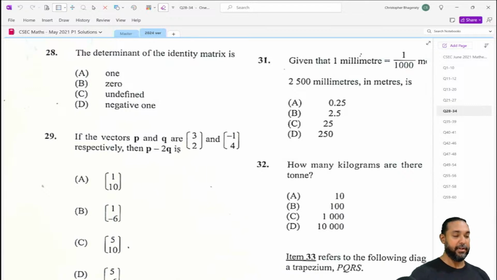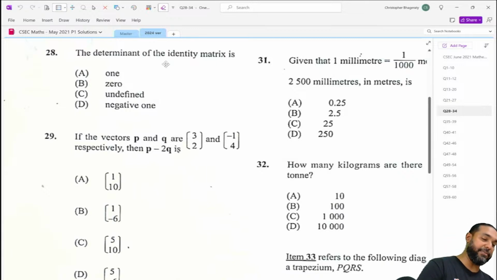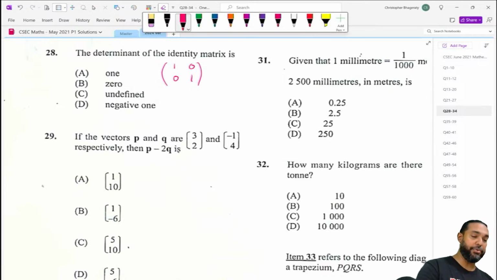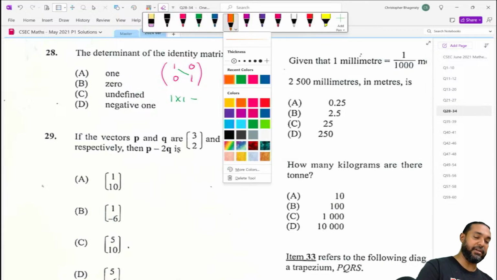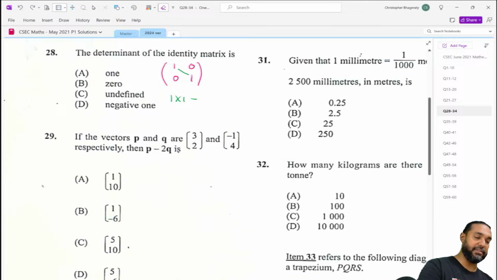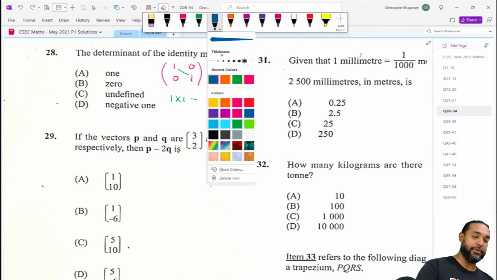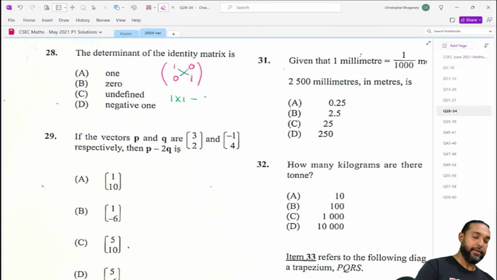All right, so the determinant of the identity matrix is... okay, so what is the identity matrix, folks? 1, 0, 0, 1. So how do we find the determinant of a 2 by 2? We multiply the elements on the lead diagonal and subtract the product of the elements on the secondary diagonal. I don't think those are the actual names, but I call them that. So 1 by 1 is 1, 0 by 0 is 0, 1 minus 0 is 1.